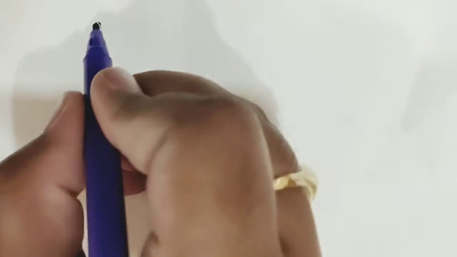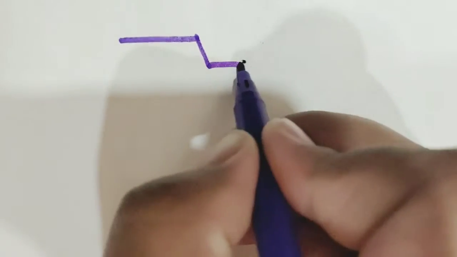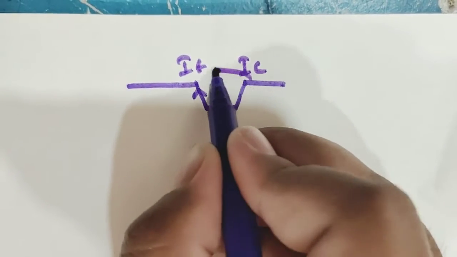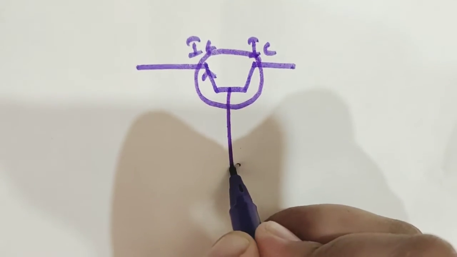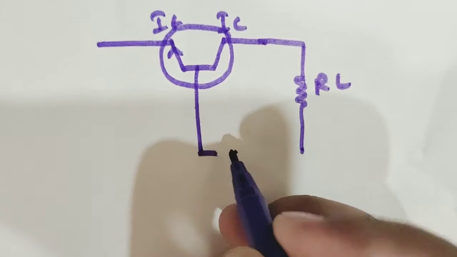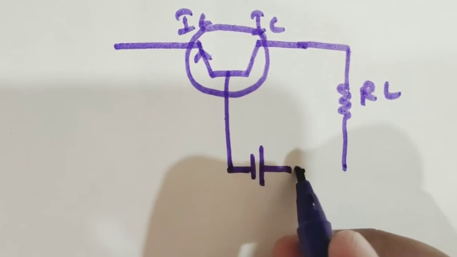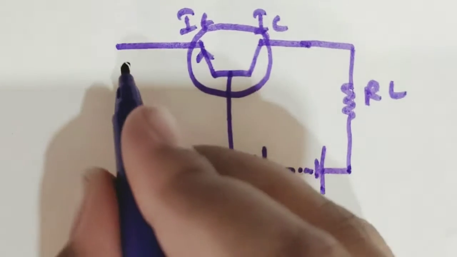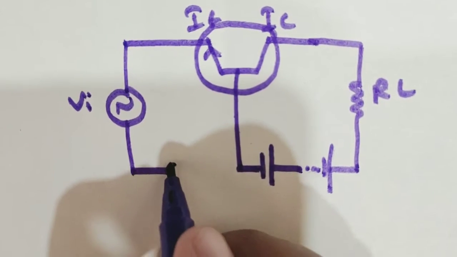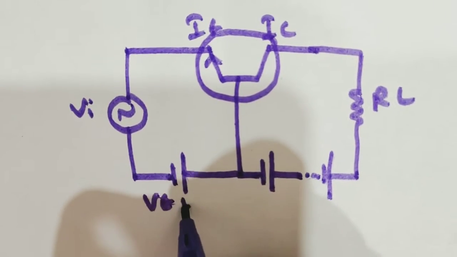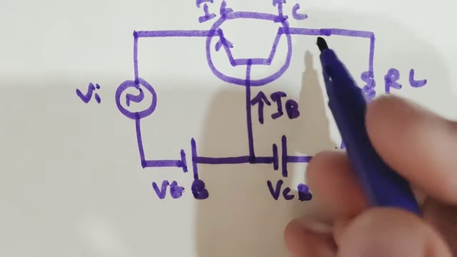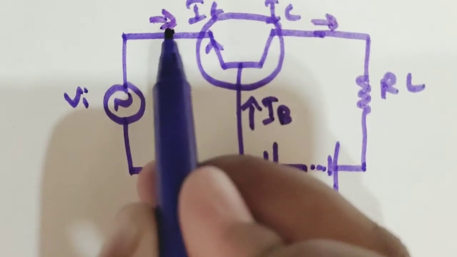Let us take the schematic diagram with the transistor at center. This is the emitter current, this is the collector current, and here will be the base. Now I am going to connect this circuit with load resistance RL and the voltages, with the supply voltage VI and the emitter base voltage VEB, and this will be the VCB, this will be the base current IB, this will be the collector current IC, and this will be the emitter current IE.